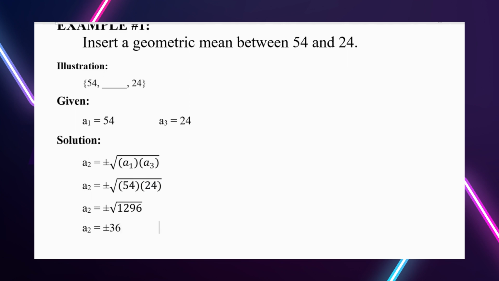So therefore, the geometric means or the geometric mean between 54 and 24 is positive negative 36.